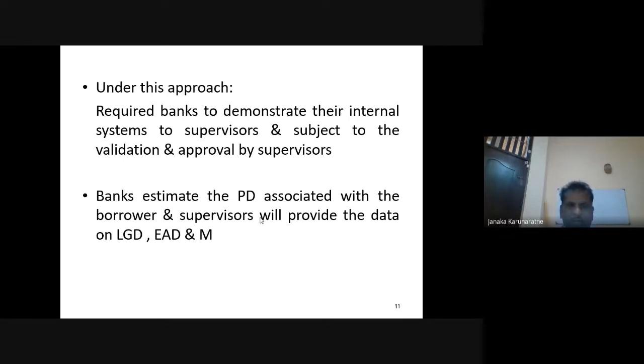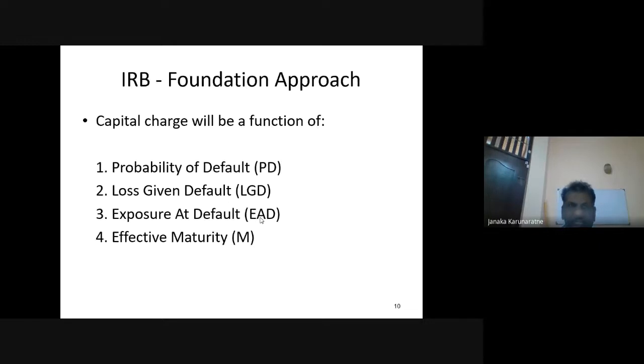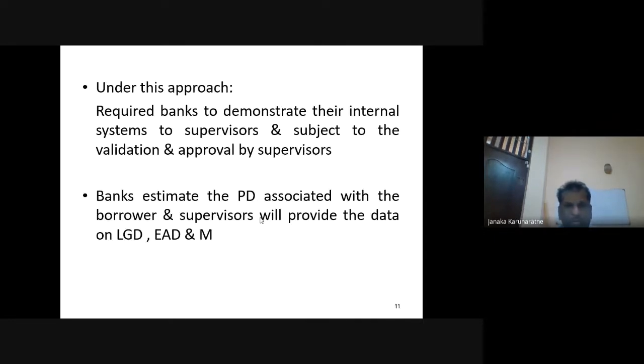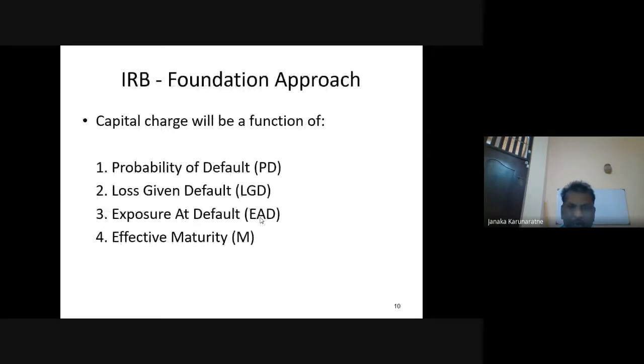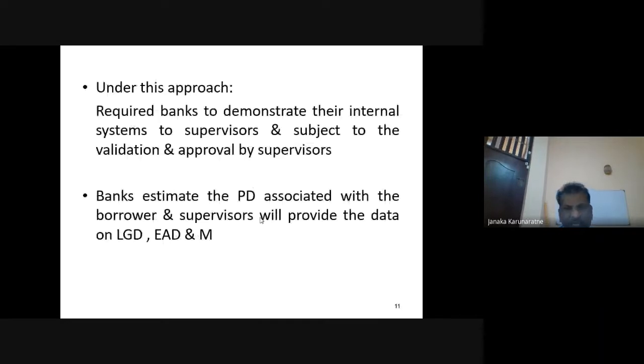Then the other feature: now we looked at the IRB foundation. So there's another one called IRB Advanced. In the foundation model, the bank estimates the PD. PD means probability of default. And the supervisors, that means the regulator, if you look at the Sri Lanka Central Bank, they should give the other 3 parameters appropriate for you: LGD, EAD, and M. So that's what is called the IRB foundation approach, right?